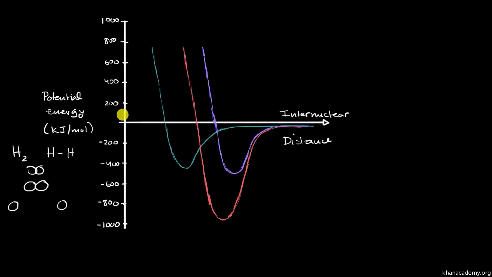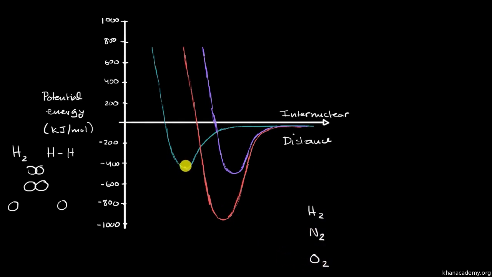Over here, I have three potential energy as a function of internuclear distance graphs. And what I'm going to tell you is one of these is molecular hydrogen, one of these is molecular nitrogen, or diatomic nitrogen, N2, and one of these is diatomic oxygen. And what I want you to think about, pause this video, is which graph is the potential energy as a function of internuclear distance for each of these diatomic molecules. And I'll give you a hint. Look at the low point in potential energy.